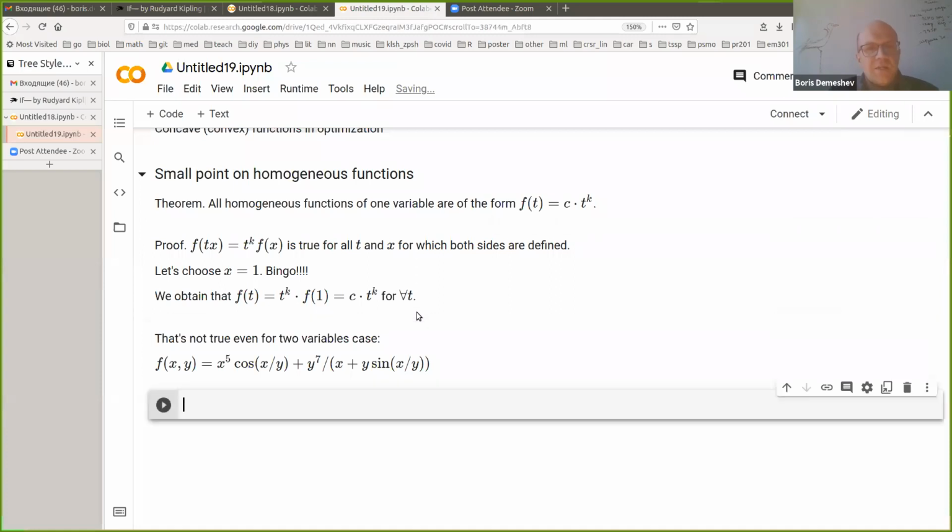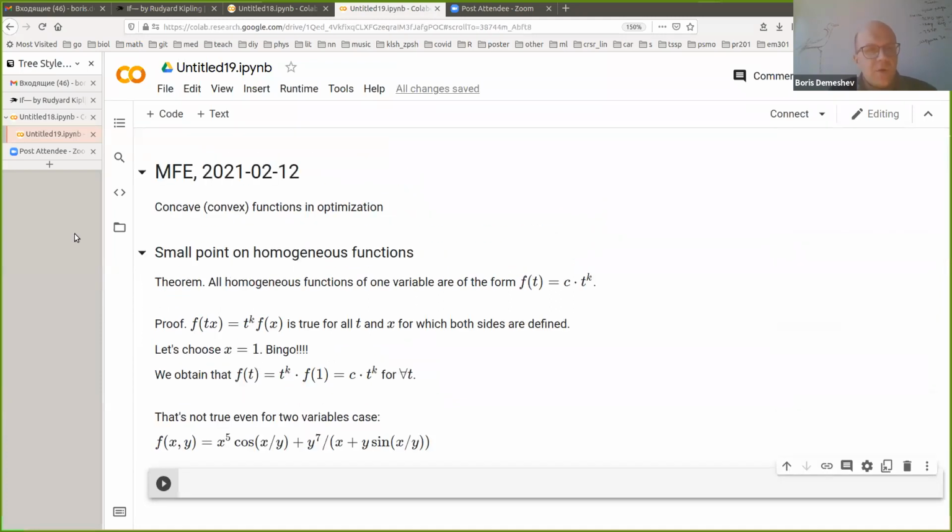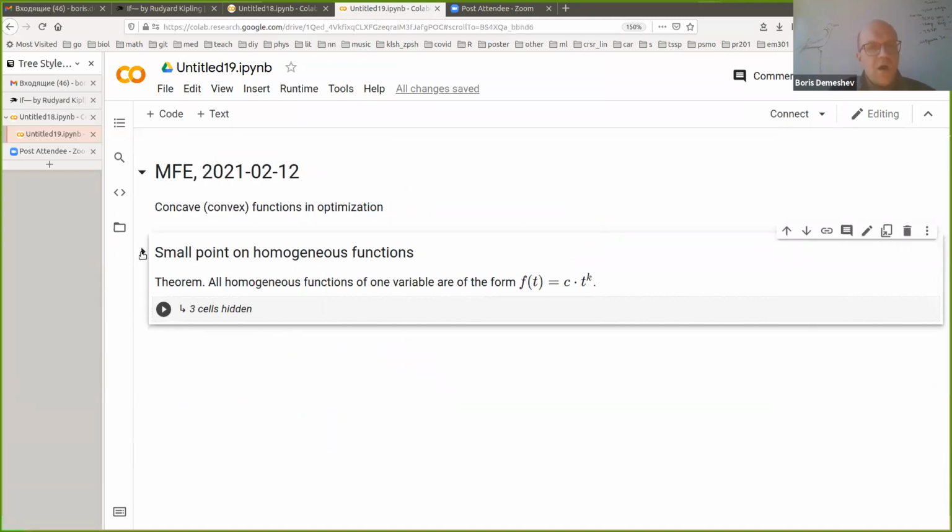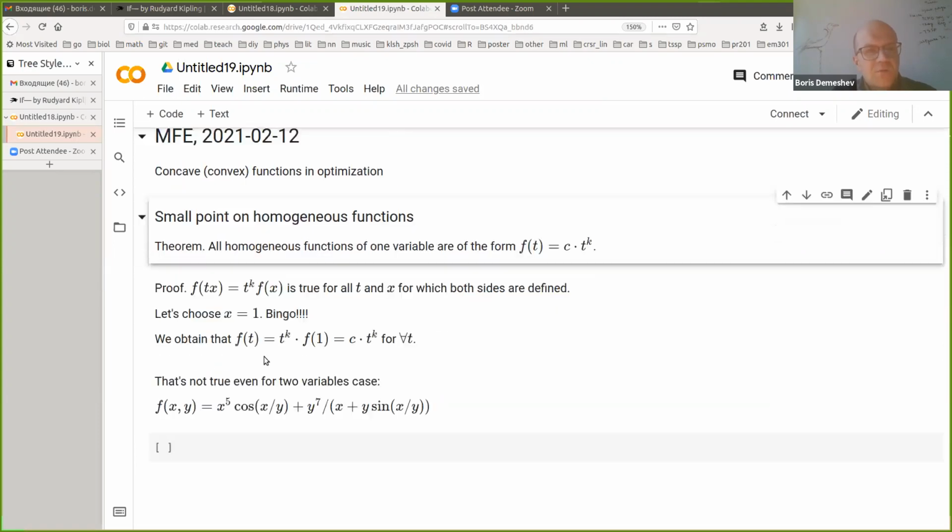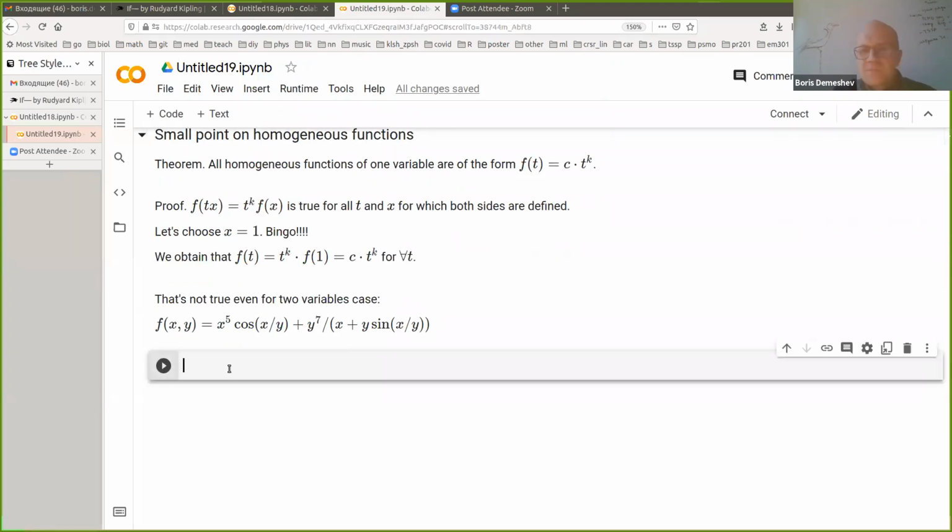Okay, let's move on. So we have proven, oh, we can even collapse some sections. Wow, that's cool. Okay, let's move on.